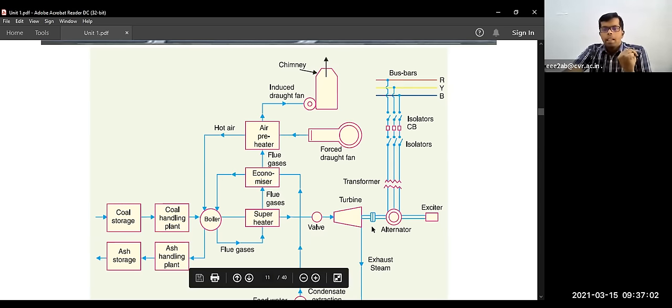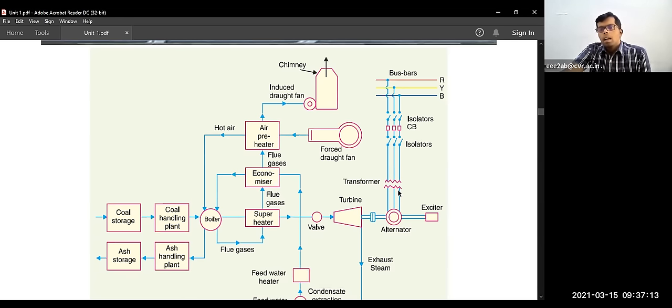Okay, turbine. So that turbine is coupled with the alternator. In the alternator, I already said you may be able to generate around 11 kilovolt or up to 25 kilovolt. So what they will do is, that 25 kilovolt goes to the step up transformer. Transformers were already studied in Electrical Machines 1.